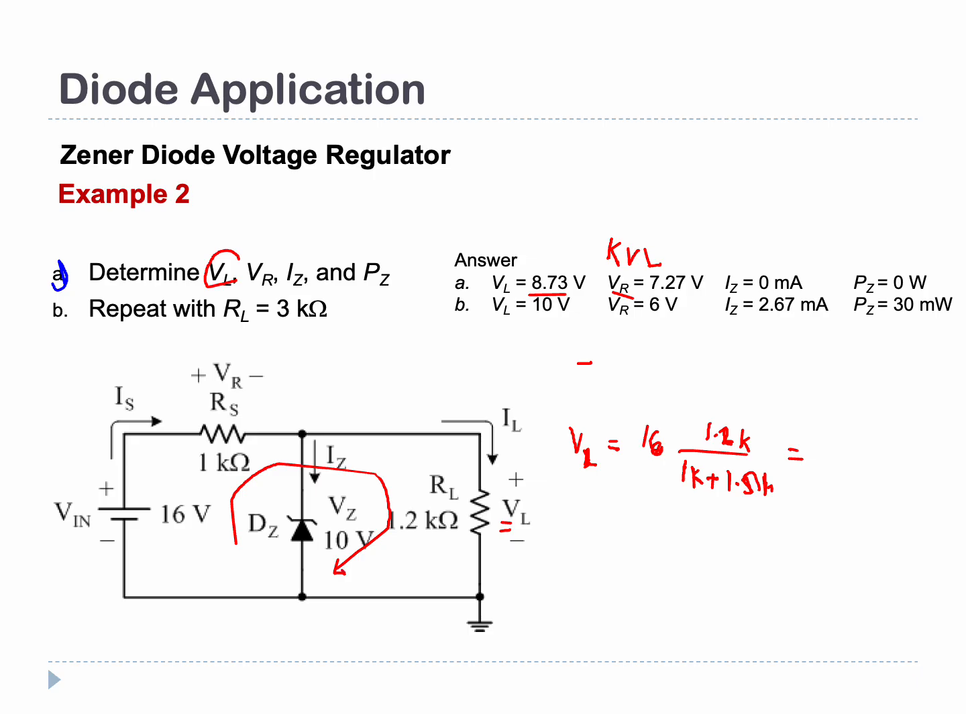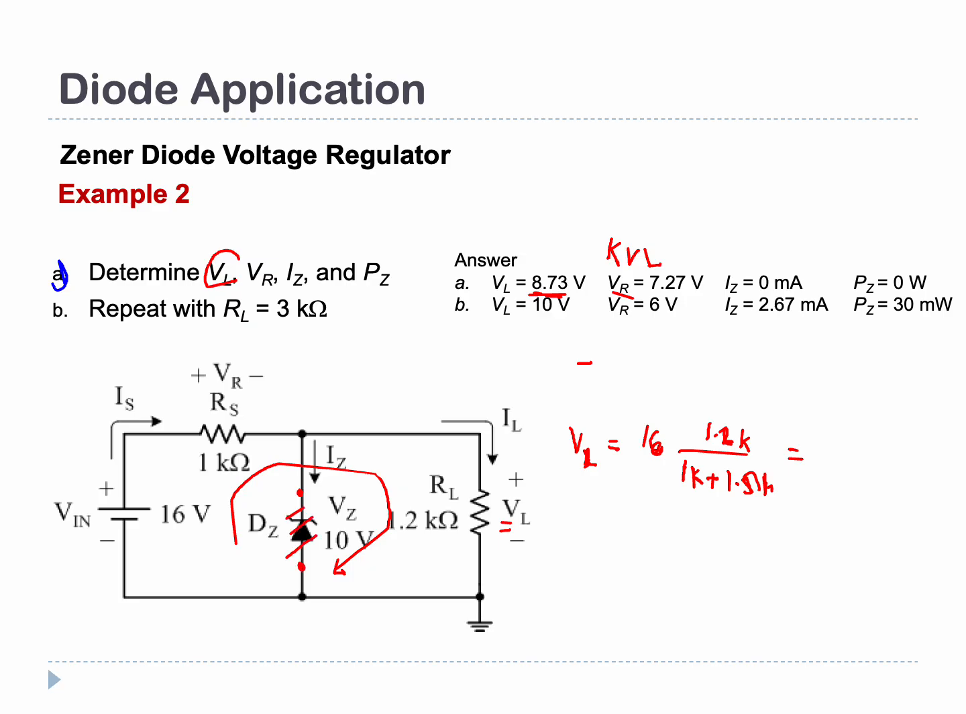Okay, so from here we can determine if your zener is on or off. Your VL is 8.73, your VZ is given as 10 volts. So VL is lower than your VZ, right? So your zener here is turning off. If it is turning off, here we're going to have an open circuit.